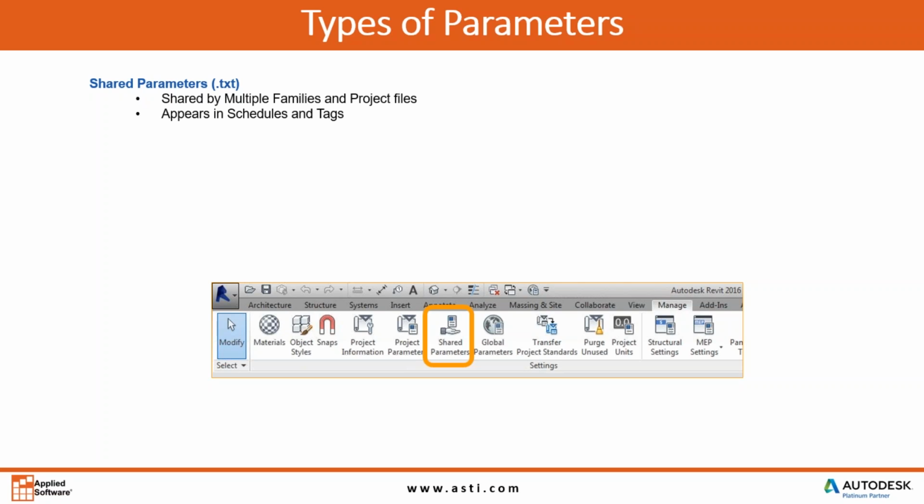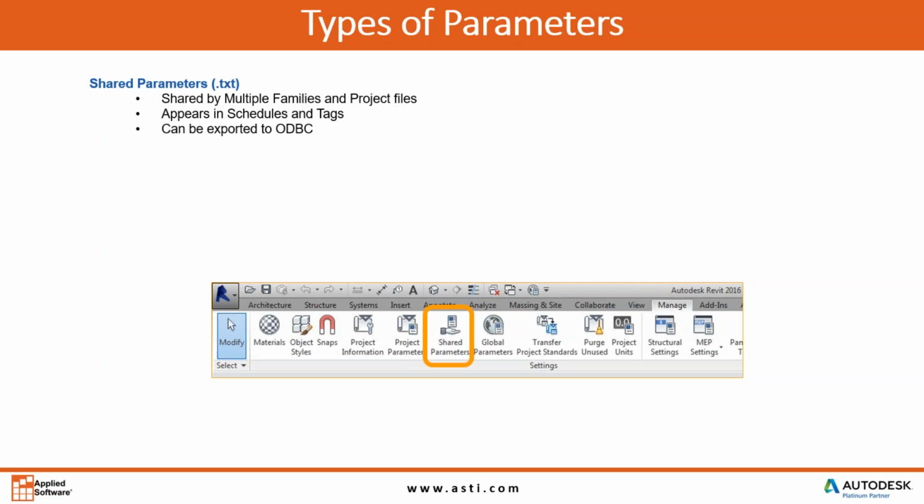Also, that they appear in schedules and tags. There are other parameters that will only show up in a schedule, but you can't tag them, which is kind of a bummer, because maybe you want to show them both. So going through this process, you might want to think, well, why would I use a shared parameter? This might be why. So I can schedule and tag it at the same time. So a couple of prep things to think about.